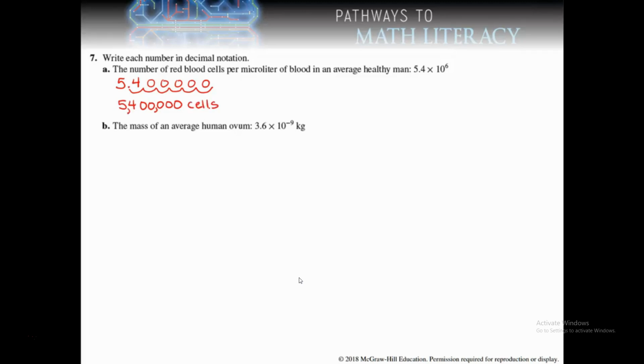In B, the mass of an average human ovum, 3.6 times 10 to the negative 9th kilograms. So again, I'm going to start by writing 3.6, and I'm going to move the decimal point. Times 10 to the negative 9th means that I'm going to move that decimal point 9 places to the left. 1, 2, 3, 4, 5, 6, 7, 8, 9. That's the new location of the decimal point, and then I'll fill that in with zeros. And then I'll rewrite that number with the decimal point where it should be. So I'll go ahead and put a zero before it, point. It looks like we have 8 zeros and then 3 6.